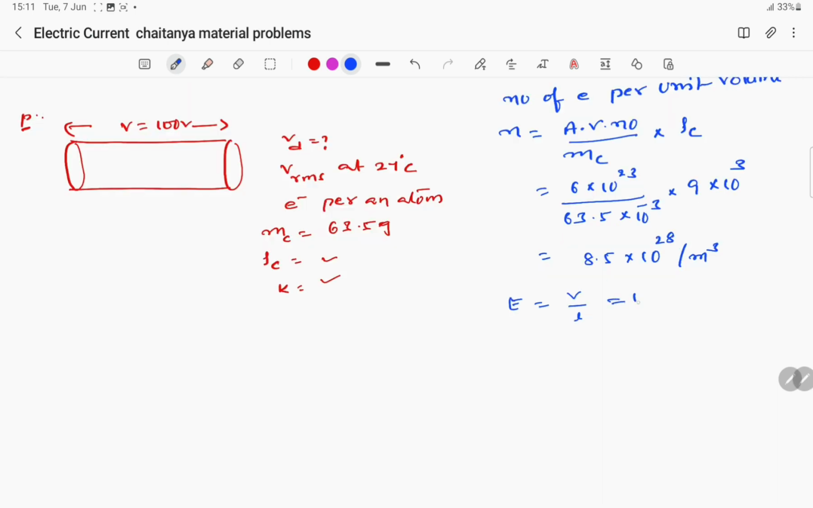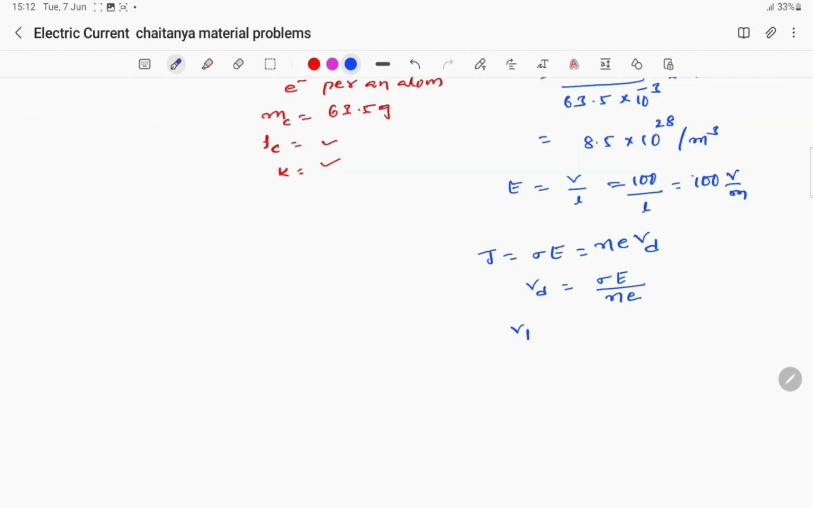Next, let us find out the electric field. E is equal to V by L, 100 by 1, so we get 100 volt per meter. Next, the current density J. J equals sigma into E, equal to n e into drift velocity. From this, drift velocity equals sigma E divided by n e.